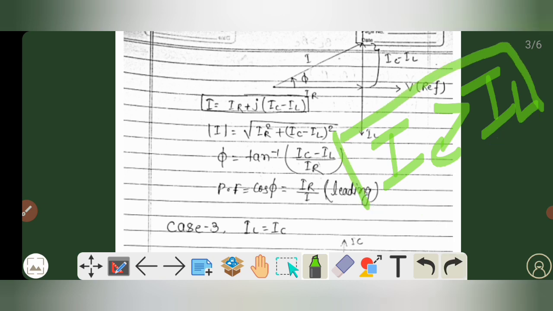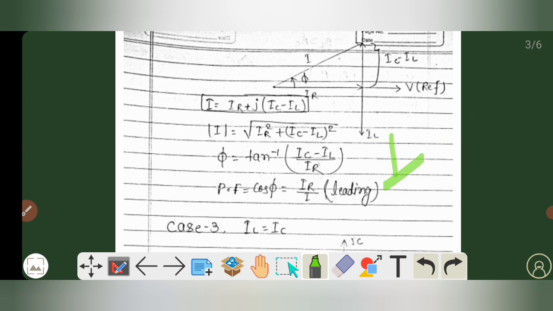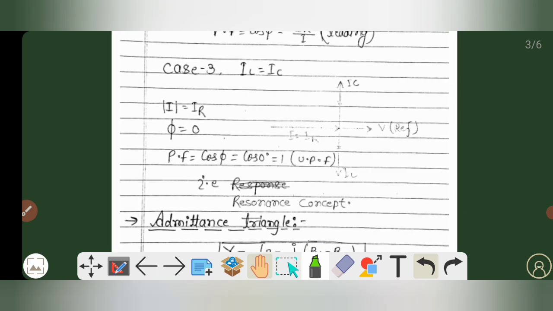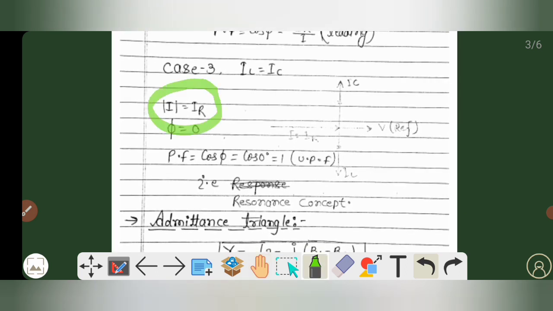So the circuit in this case will be leading in nature. Now the third case, that is IC is equal to IL. In this case, our equivalent current will be equal to IR, that is the resistive current, and the phasor angle will be 0. If the phasor angle is 0, then the power factor cos phi means unity power factor.